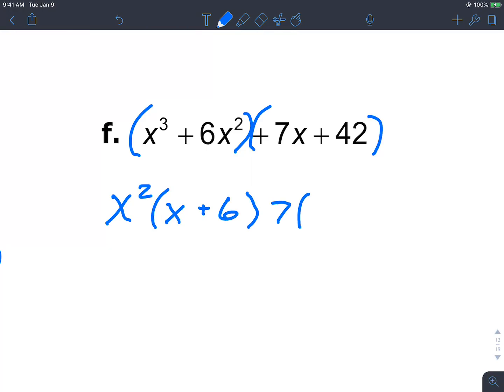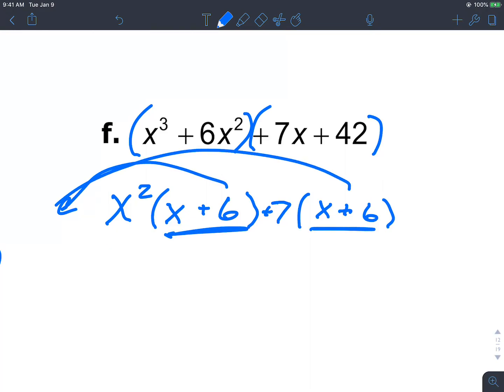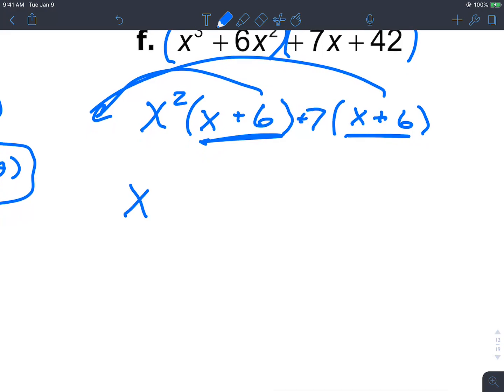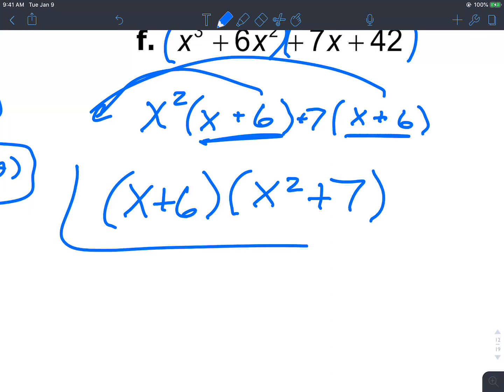Okay, it looks like the second group you can pull out a positive 7. So that would be x and then plus 6. Notice that both of your groups are the same. You get to undistribute those. And then we write this as x plus 6. And then the leftover stuff is x squared plus 7. And then that is it.